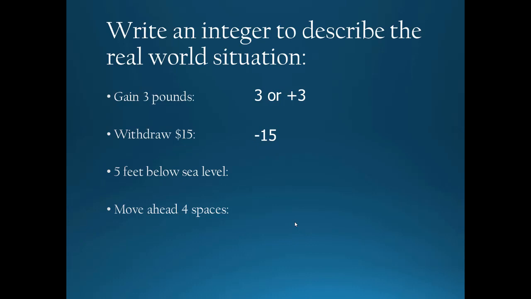5 feet below sea level. 5 kaki di bawah permukaan air laut. Di bawah berarti minus 5. Move ahead 4 spaces. Bergerak ke depan 4 langkah. Berarti 4 or positive 4 ya. Jadi 4 atau plus 4 itu adalah hal yang sama. 3 atau plus 3 adalah hal yang sama juga. Cuman memang tidak lazim diberikan tanda plus di depannya.